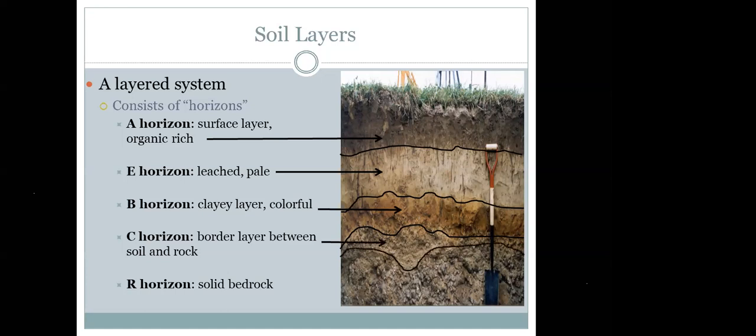Below that is the C horizon. This is sort of a border layer between the highly weathered A, E, and B horizons above and the unweathered to just slightly weathered bedrock or sediment down below. The C horizon can take a lot of different forms, but generally speaking, you can guess as to when you're in the C horizon by how much clay there is.